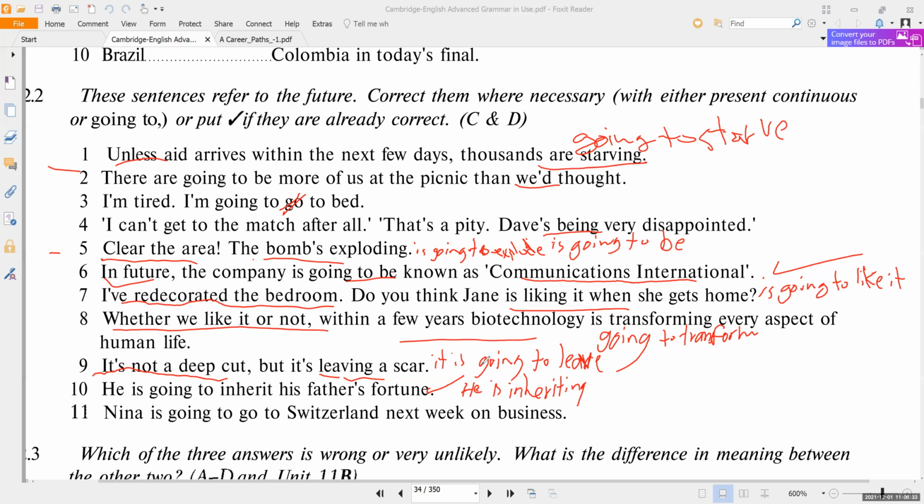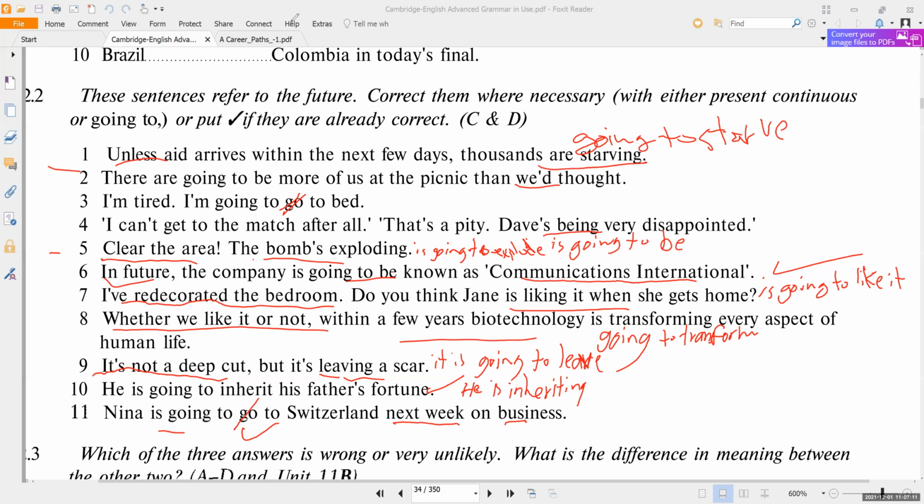Nina is going to go to Switzerland next week on business. إذن هنا نينا ستذهب إلى سويسرا next week on business. تم تحديد يعني is going to go، فإذا هنا is going to go to Switzerland. Yes ممكن أو is going to Switzerland حتى ممكن من غير to go. Nina is going to Switzerland حتى من غير go تمشي، فالاثنين صحيحة مع go وبدون go.